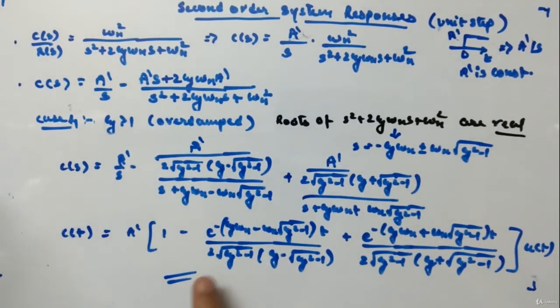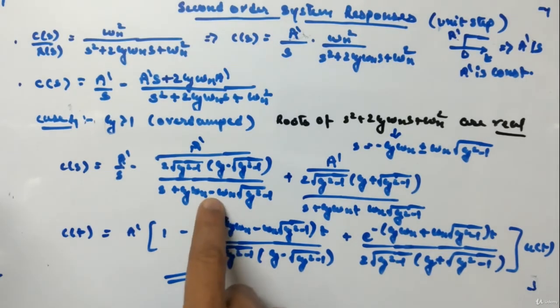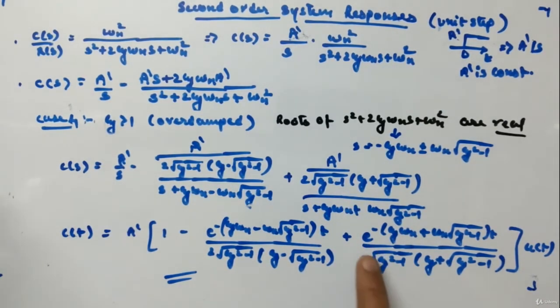It's a simple pole, you can see. So s is shifted, giving e to the power minus zeta omega n minus omega n under root zeta square minus 1, t, divided by 2 under root zeta square minus 1 into zeta minus under root zeta square minus 1. This is the denominator part, a dash I already took common, and this is the shifted s. Similarly here also, a dash I took outside, upon 2 under root zeta square minus 1 into zeta plus under root zeta square minus 1, and e to the power minus zeta omega n plus omega n under root zeta square minus 1, t. Okay, so this is the shifted one, and u(t) is there.